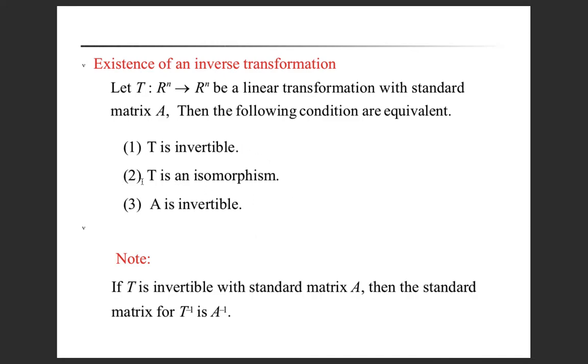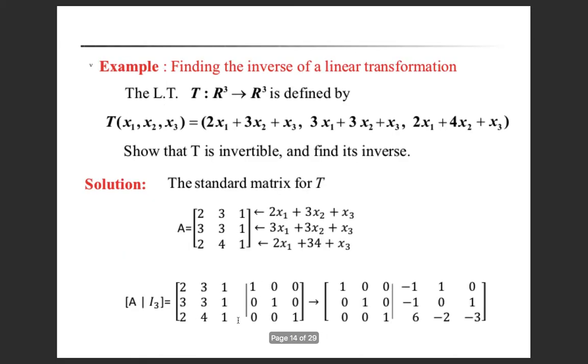Isomorphism means it is a homomorphism and it is one-one and onto. Homomorphism means it preserves the given operation. If T is invertible with standard matrix A, then the standard matrix of T inverse is A inverse. So we will find here the inverse of a linear transformation.